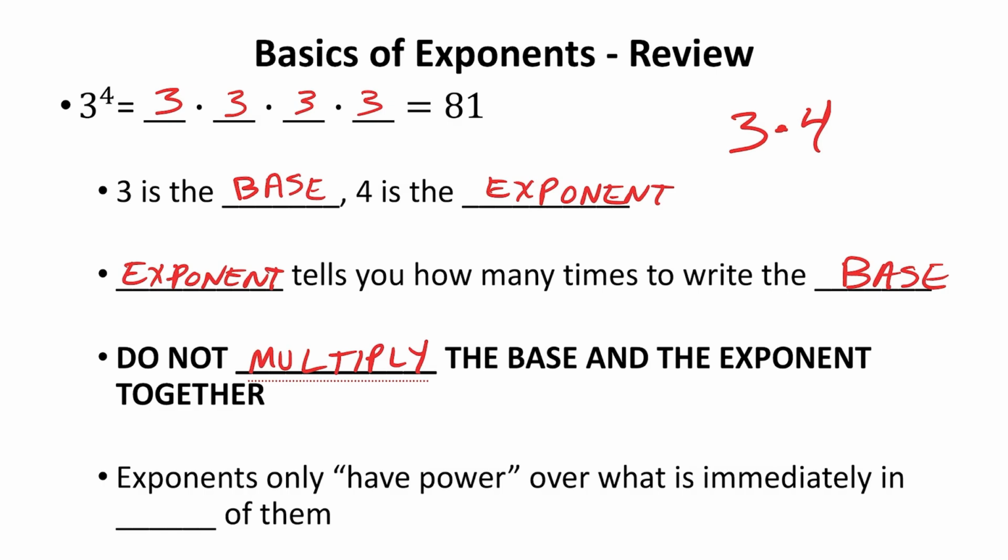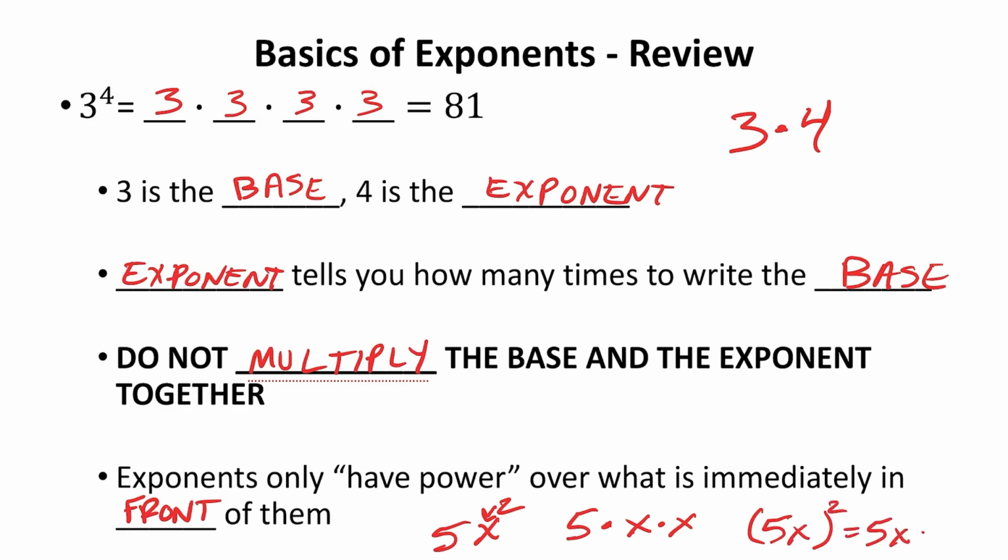Exponents only have power over what is immediately in front of them. Okay? So unless it's in parentheses, if you have something like 5x squared, that 2 exponent is only affecting the x. So in expanded form, that would be 5 times x times x, okay? If you want the exponent to be part of everything, you have to put it in parentheses. If you write (5x) squared like that, then you have a situation where you've got 5x times 5x.